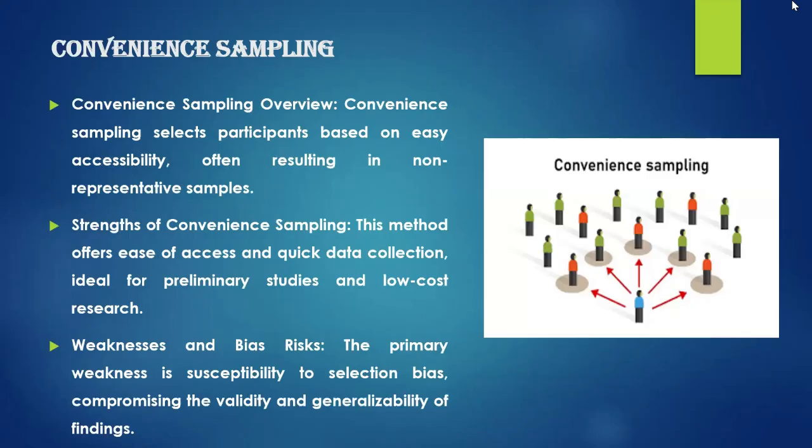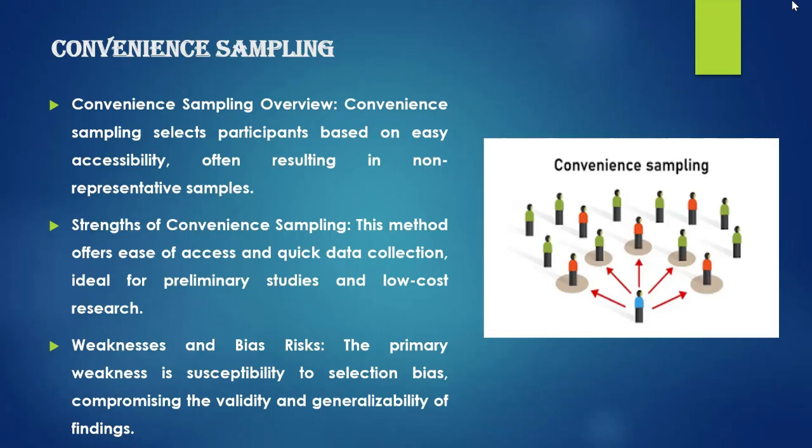First is convenience sampling. In convenience sampling, elements are selected based on their availability and willingness to participate. Convenience sampling selects participants based on easy accessibility, often resulting in non-representative samples. Strengths of convenience sampling are that this method often offers ease of access and quick data collection, ideal for preliminary studies and low-cost research.